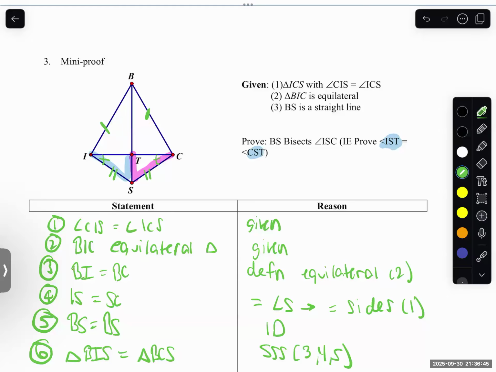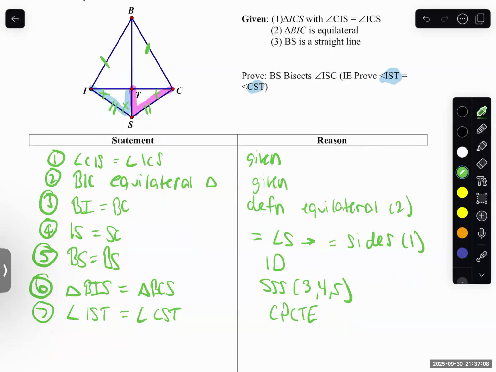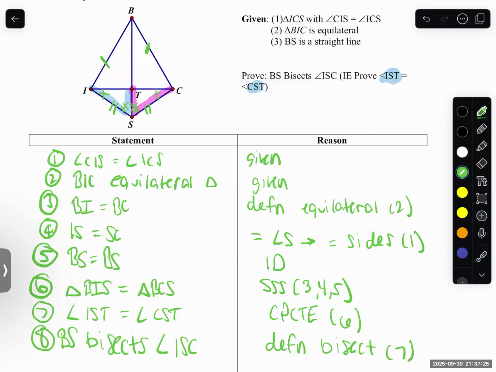You might say, okay, why is that helpful to us? Because if I prove that these big triangles are equal, even though it doesn't extend all the way to B, the pink and the blue are still inside that bigger triangle. And so I can still say that angle IST is equal to CST by CPCTE, and because these are equal, I know that BS has to go through it. So BS bisects angle ISC by the definition of bisect. Because again, bisect just means you have two equal angles, which I do there.